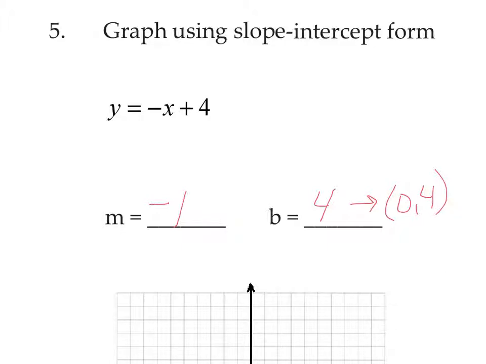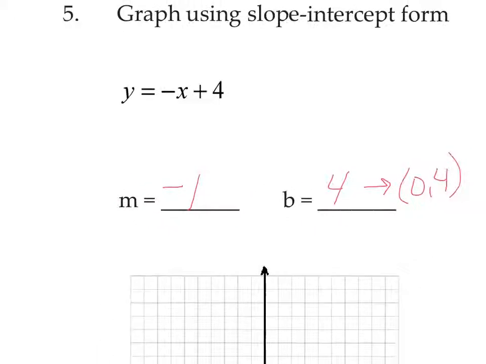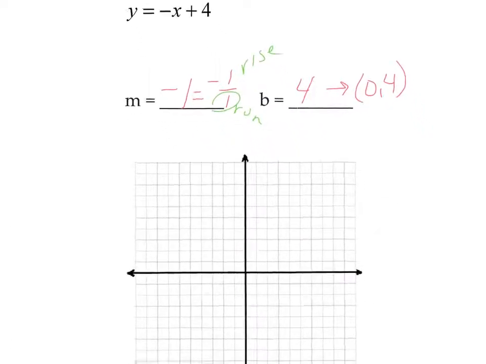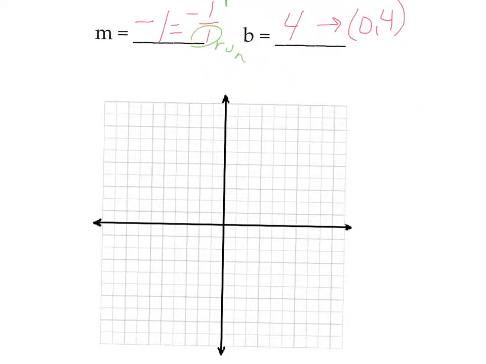A slope of -1 doesn't tell us rise and run. So you're going to have to convert this to a fraction. -1 is the same as -1 over 1, so that you can see the rise and the run. Anytime you have a whole number, we put it over 1 to make it into a fraction. So now we can graph. We always start with the y-intercept of 0, 4.